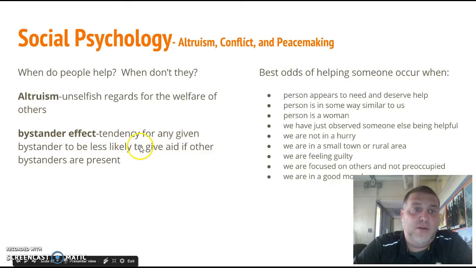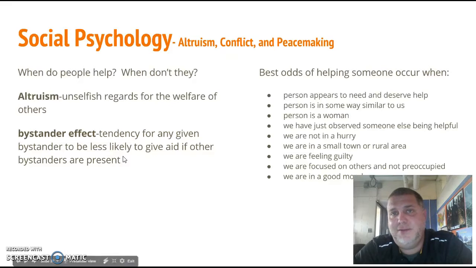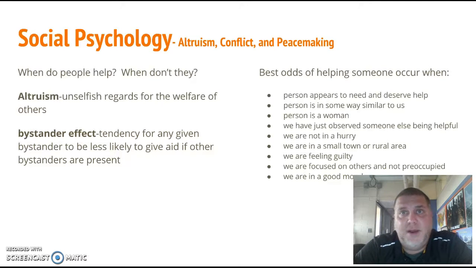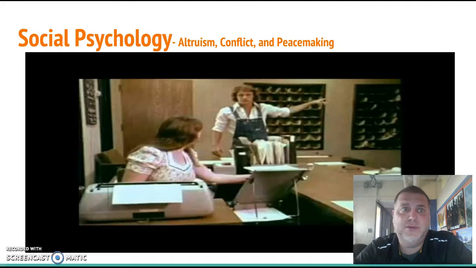The bystander effect is where bystanders are less likely to give aid if other bystanders are present, because you think somebody else is going to help, so why should you? Bystander apathy happened. I think we talked about the woman in Queens who was stabbed 18 times and 30-some people were watching her, and nobody did anything because everybody thought the other person was going to do something.